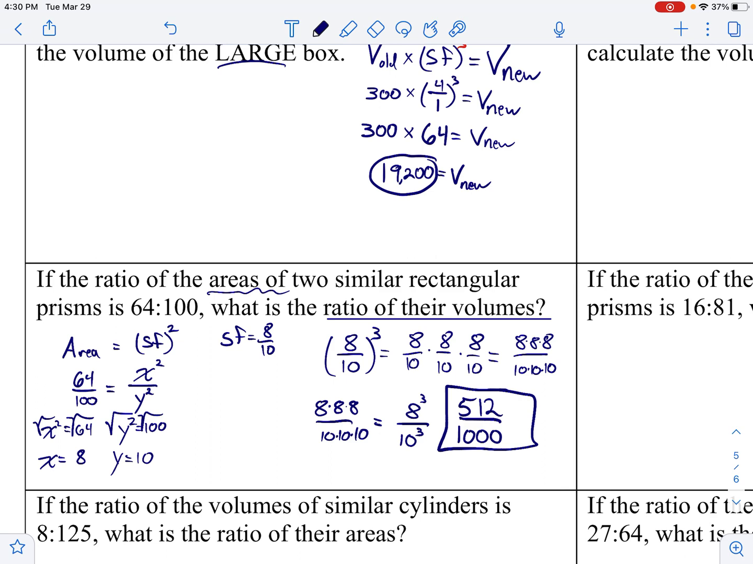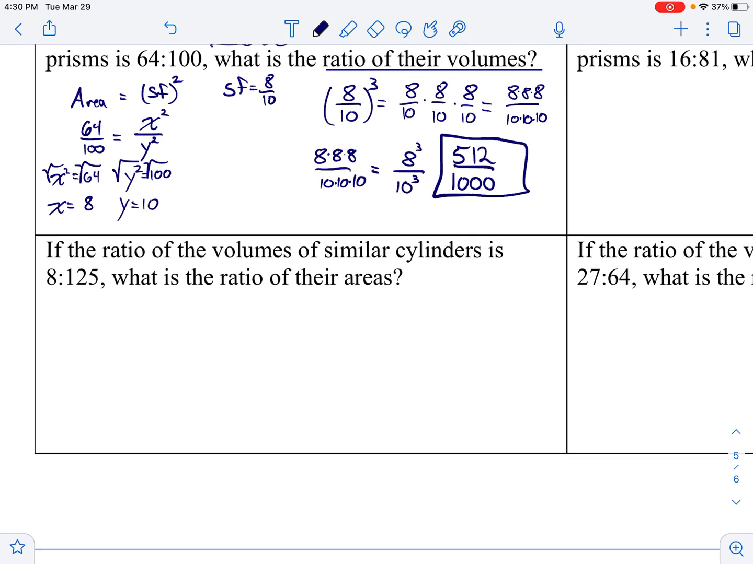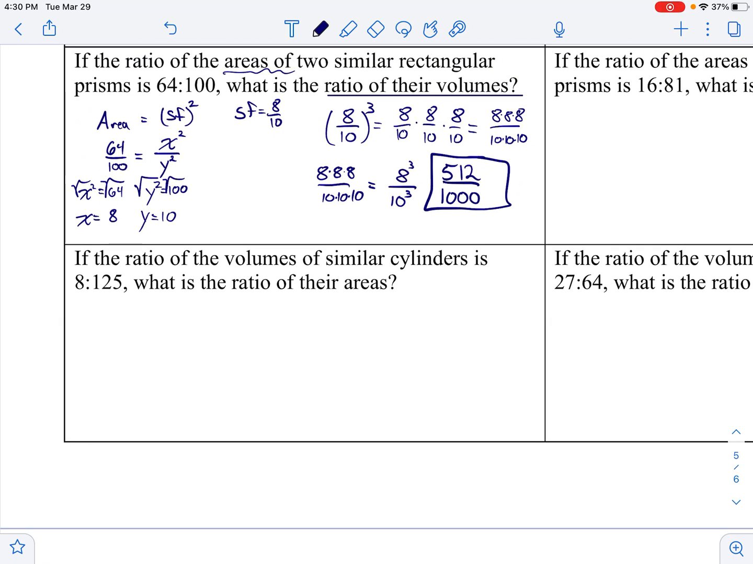These are tricky. So take some time, hit rewind, take a look at the example again. If you missed it, try the next one. Really all we're doing is working backwards from our area factor to our scale factor by taking the square root. And then from there, I'm getting my scale factor, which I can cube, both the top and the bottom, to get my volume factor, or the ratio of my volumes.